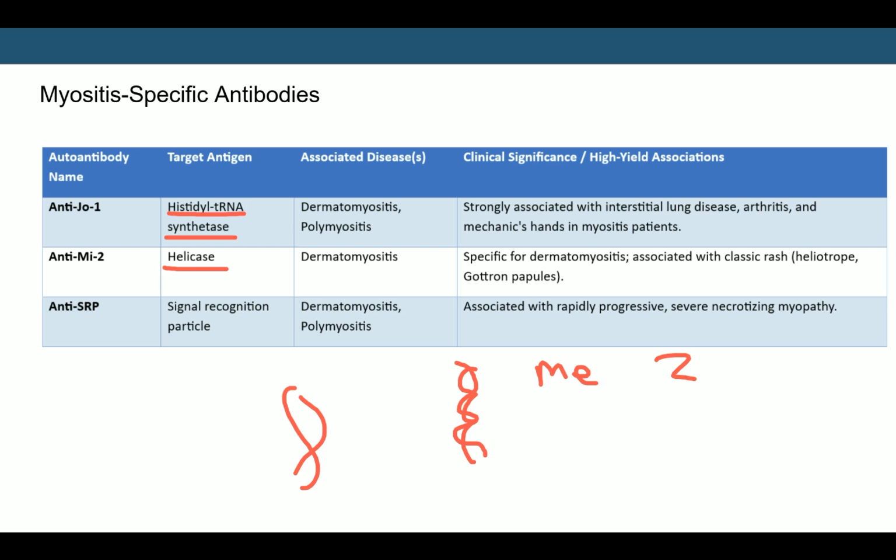And babies have DNA that comes from their mother and their father. That's combined to make DNA, and you get a baby. So anti-Me-too is going to be helicase. This is how I remember it. It's a weird way, but it works.